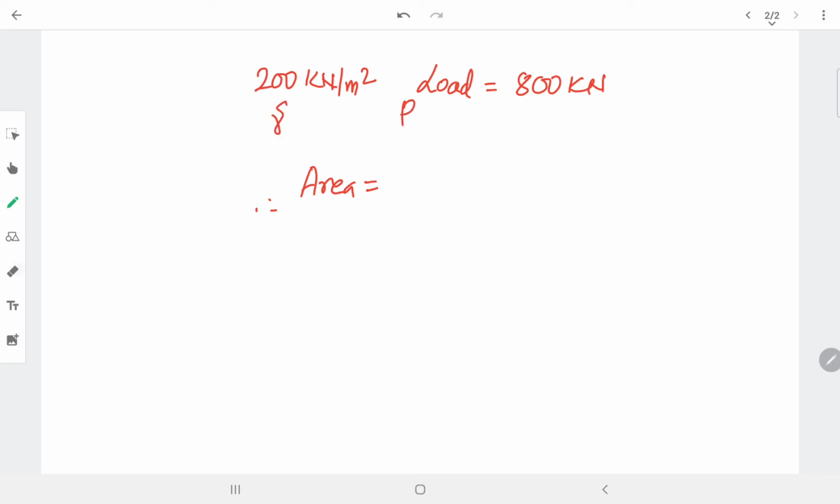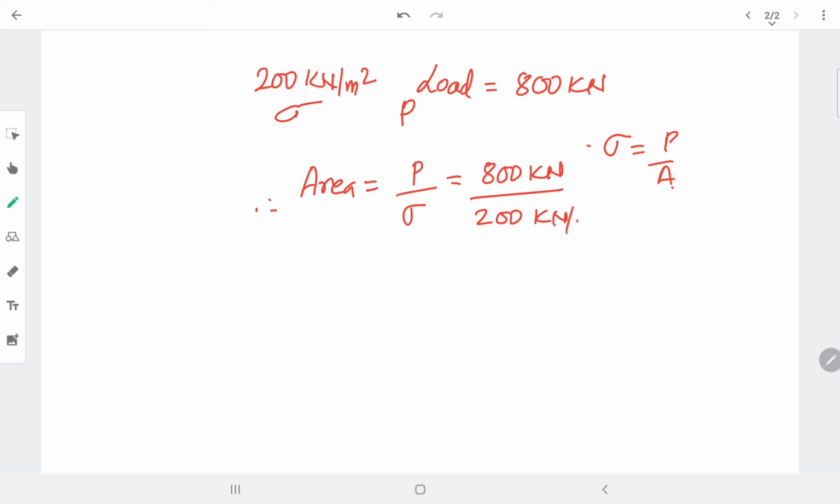Okay, so for example, the capacity of subsoil is 200 kilonewton per meter square, and the load acting on footing is 800 kilonewton, the factored load, and the area of the footing will be calculated as follows. This is load, this is stress, or you can write it as gamma. Stress is equal to load by area, and area is equal to load by stress. Now here load is 800 kilonewton and stress is 200 kilonewton per meter square.